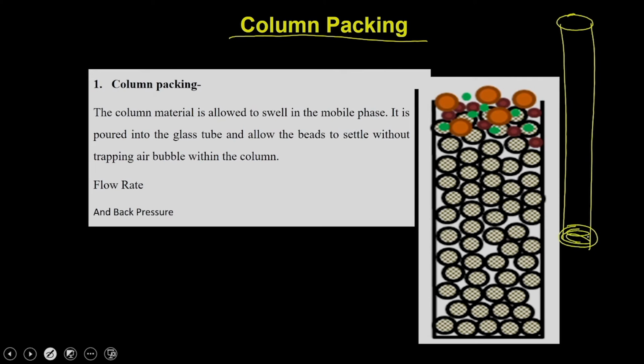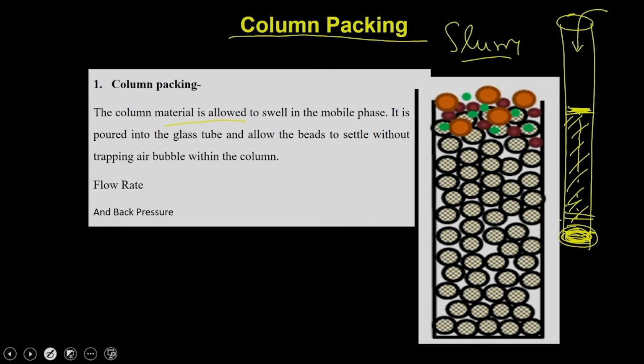Then you first clog the column with the help of cotton, or you can use glass wool. Then you fill the tube 50% with water, okay, and then you start pouring the column material, which is present in the form of slurry. Once you pour, the slurry will settle here and start falling into this.